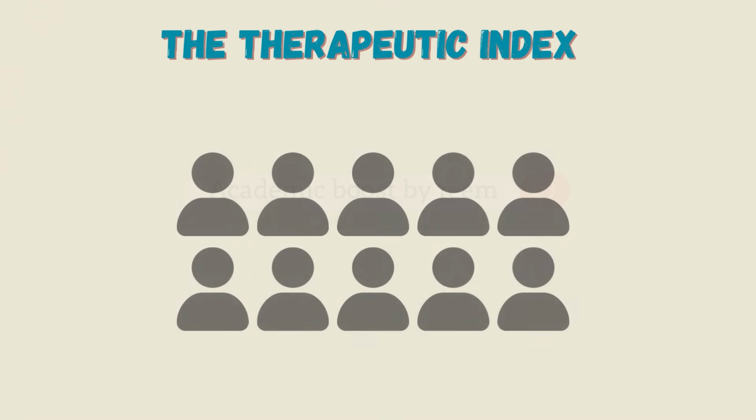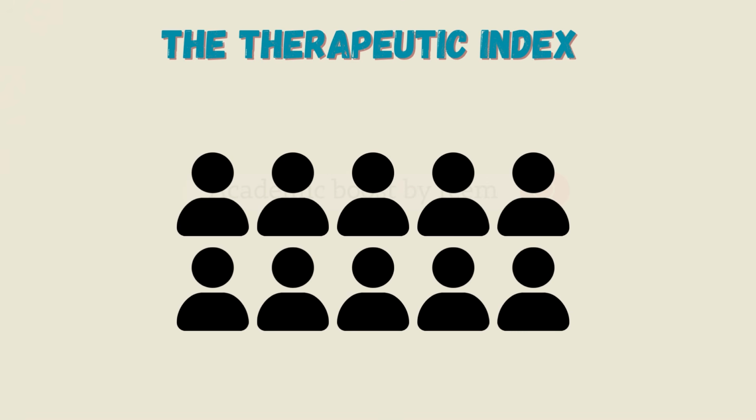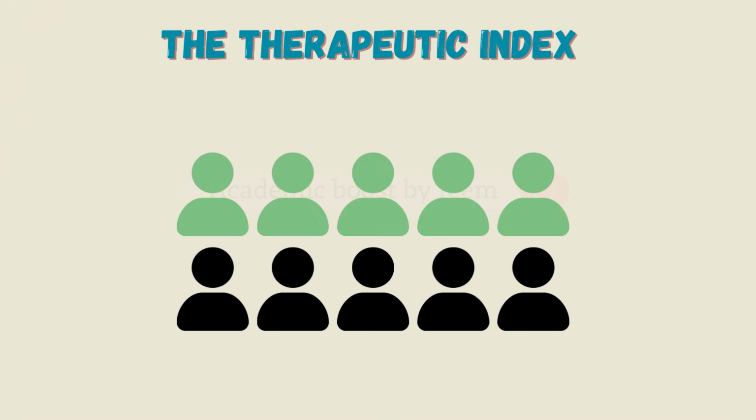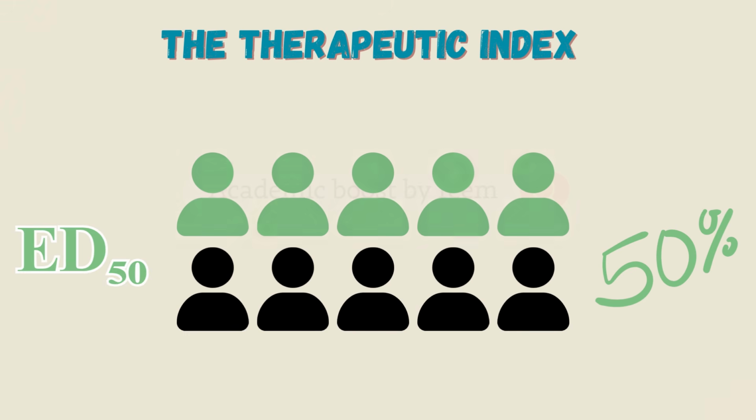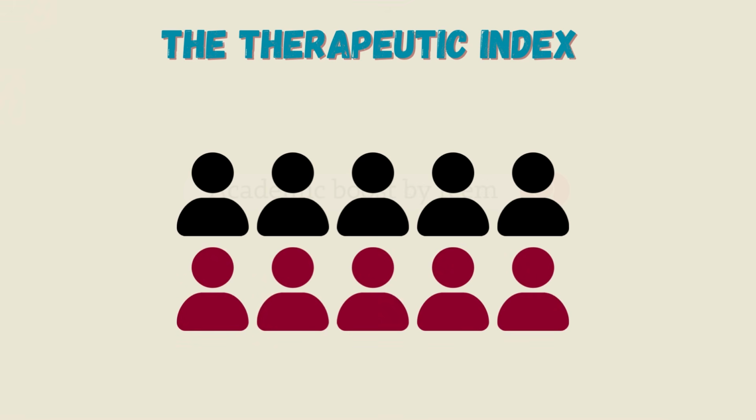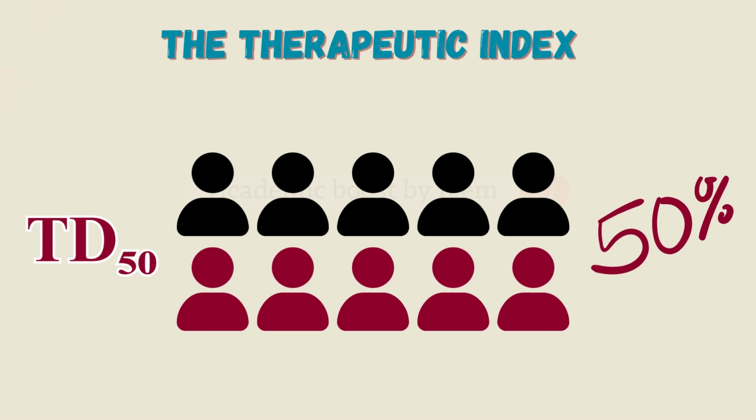Imagine having a 10 persons population. The dose when 5 of them, which is 50%, experience the desired effect is known as the ED50, while the dose when 5 of them, which is 50%, experience the toxic effect is known as the TD50.